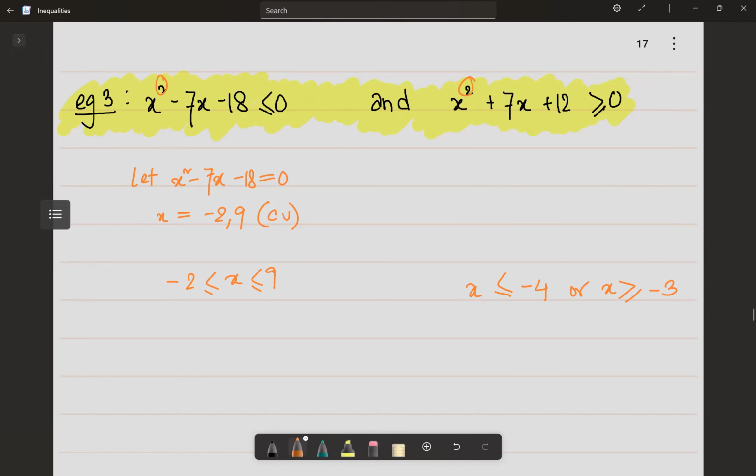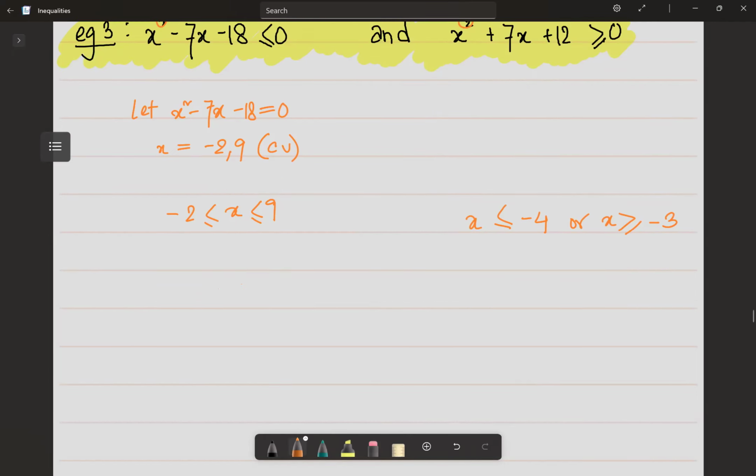Our next step is to draw the number line in order to incorporate these two inequalities and get one final answer. We will draw a straight line for the variable x, and then 0 must be in there. The points that we have are -2 and 9. -2 is comparatively closer to 0, so I am drawing it here. And we have 9, which is far away. Then we have -4 and -3, these two points. So this is -3 and this is -4.